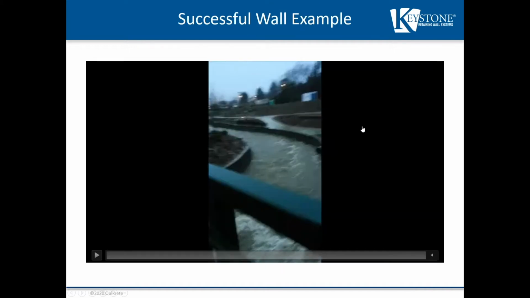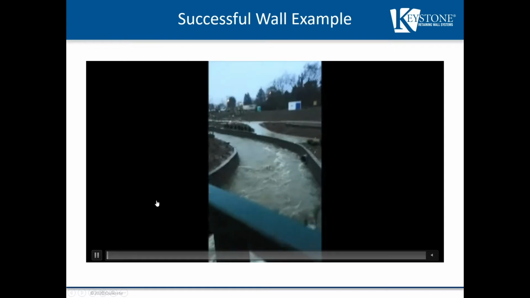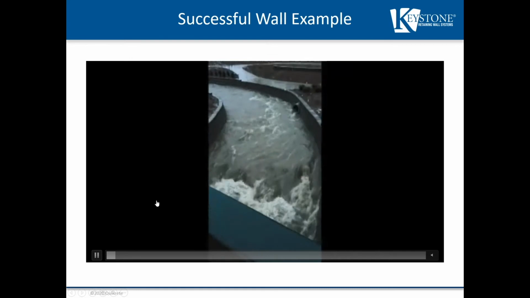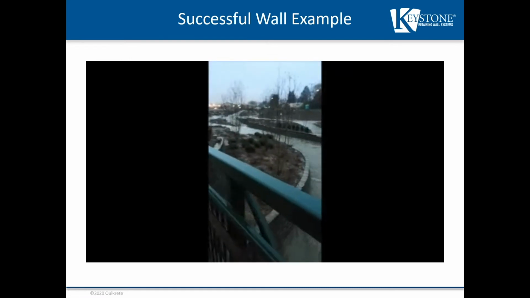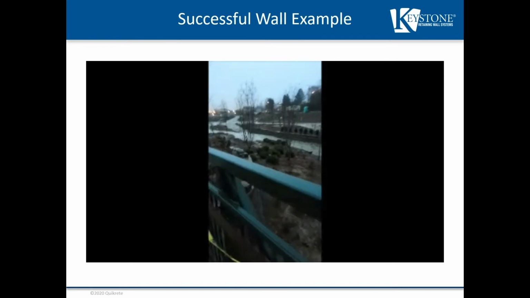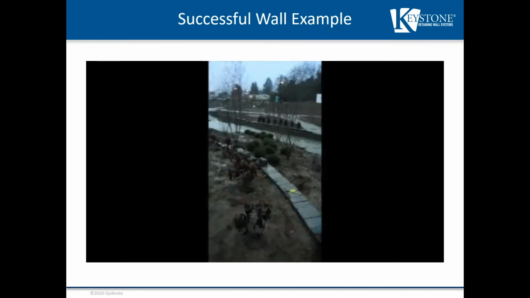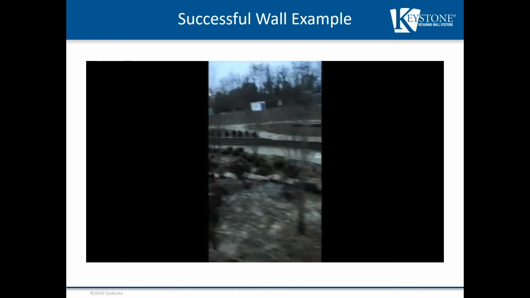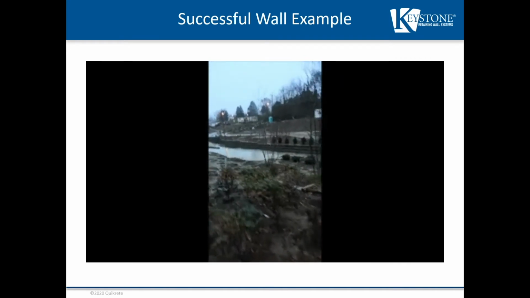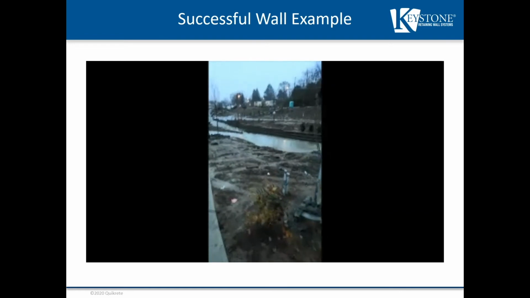Here we have a demonstration video of Keystone walls in action in a high velocity environment in an actual channelized flow application. I'm going to play the video here and let it run, and you can watch and I'll talk over it. You can see the storm outlet pipe here. We have a buried underground creek that was opened up for urban revitalization, and Keystone walls were utilized to channelize the flow in this new park that has been opened up.